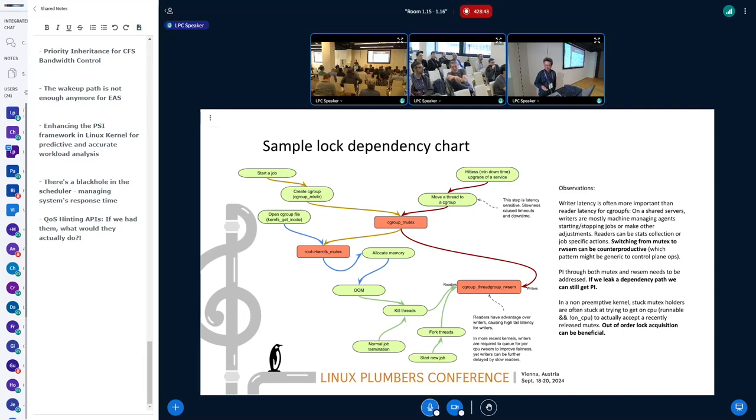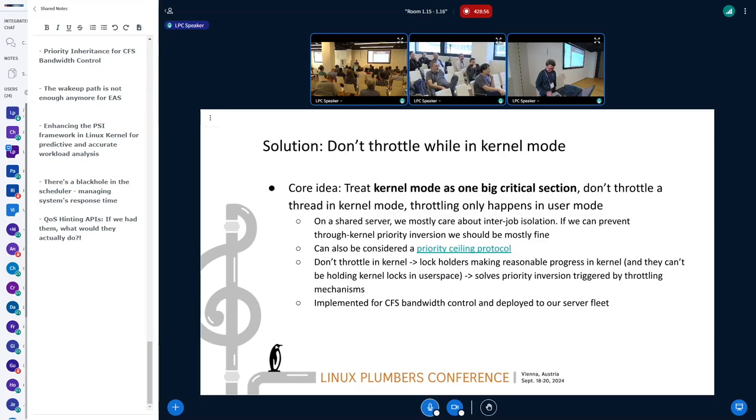Okay, I think most of us understand this already, so you really don't have to describe this. Maybe we want to jump right to your solution. Okay, sure. So the solution is simple in principle. The idea is very simple. We just don't throttle in the kernel mode.